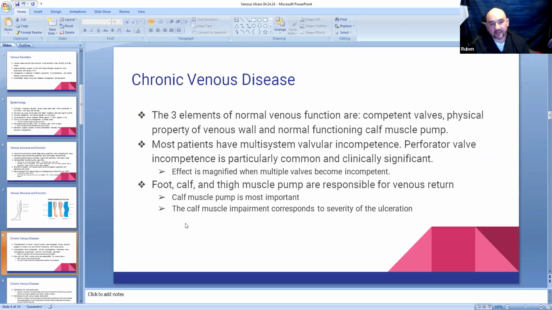So chronic venous disease: the three elements of normal venous function are competent valves, the physical property of the venous wall, and normal functioning of the calf and foot muscle pump. Most patients have this multi-system valvular incompetence, where perforator valve incompetence is probably the most common, and the effect becomes magnified when there's more than one valve that becomes defective or incompetent. The foot and calf muscle pump is what helps get that blood back to the heart. But for whatever reason, if the patient can't move or mobilize, it's going to cause problems.